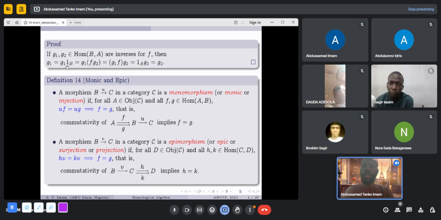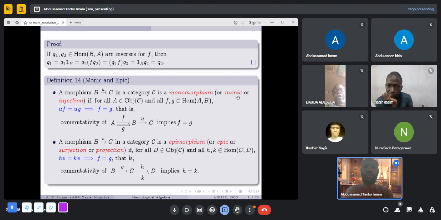And I think this is why we stopped the other time. We were talking about the concept of monic and epic. And this is the concept of monomorphism and epimorphism, or injection and surjection, also called projection. So this is the formal definition of a monomorphism. We say a morphism, which is an arrow from B to C in a category, C is a monomorphism, or called monic. So we'll be using this term monic for short.